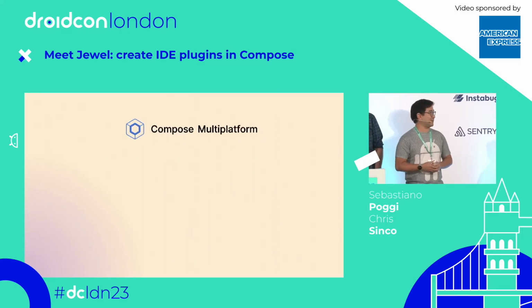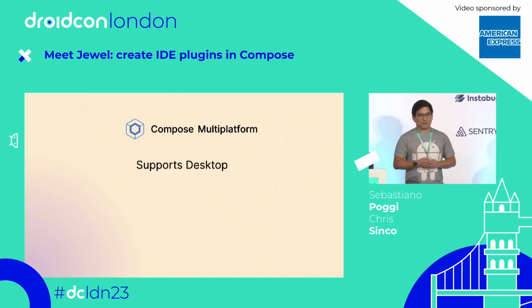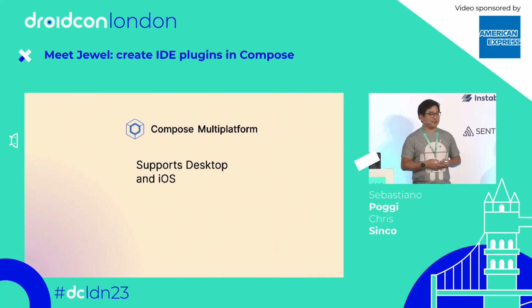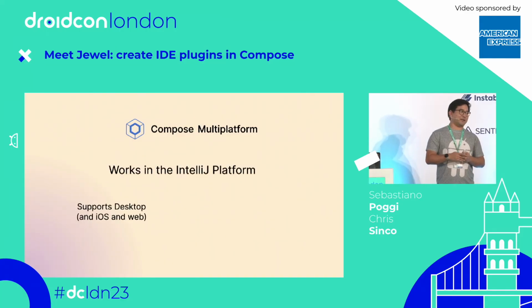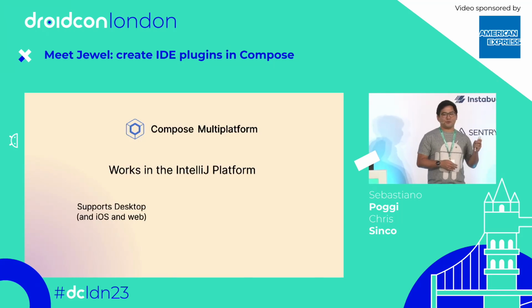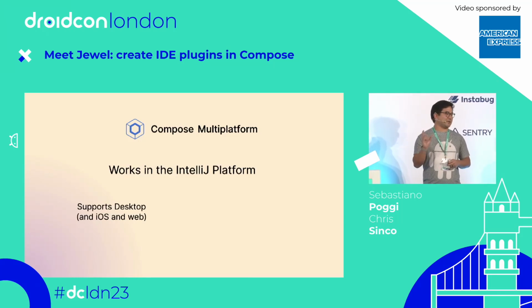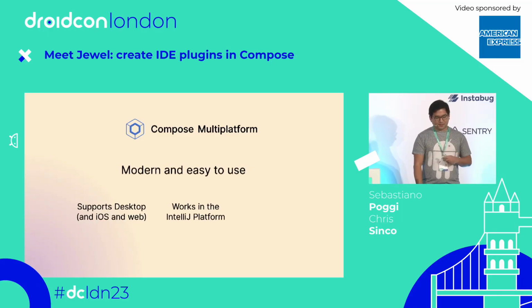Compose Multiplatform specifically. So it already supports desktop. It does support iOS, though I think we're not recommending Joule for iOS. It does do web. It's experimental, but it does do web. It actually works already in the IntelliJ platform. So I think when Compose Multiplatform first came out, there was a small sample that actually allowed you to build an IntelliJ plugin with Compose Multiplatform. It is modern and easy to use. It's Kotlin. It's using Jetpack Compose.